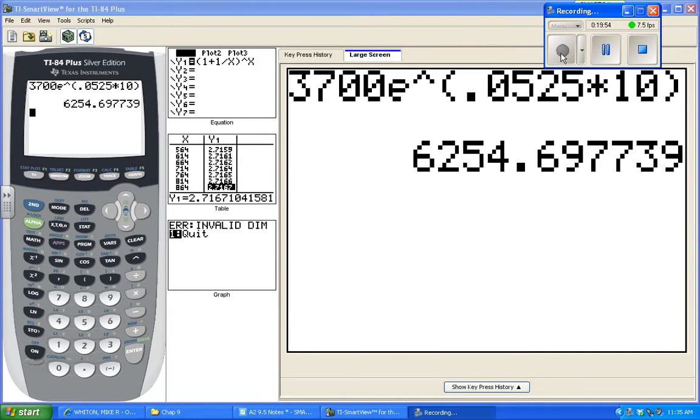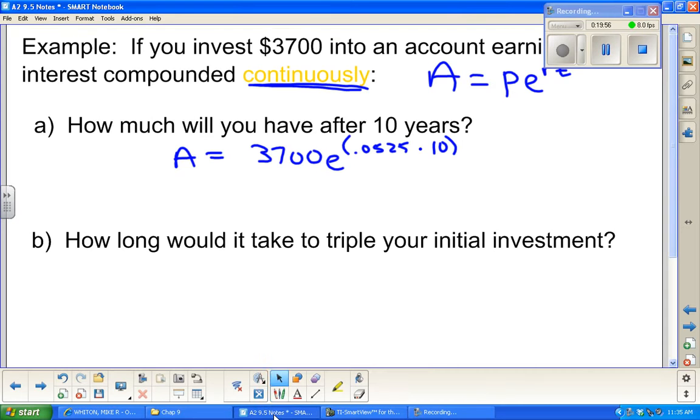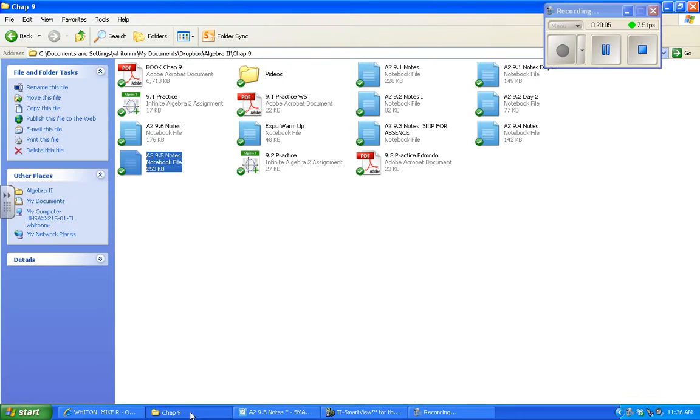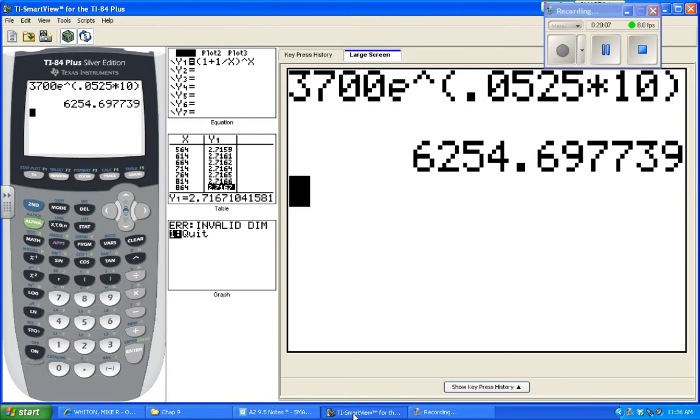Okay, so that would be our answer, $6,254. $6,254 would be our amount after the 10 years. Okay, and what was the cents on that? Round that up to 70 cents. Okay.